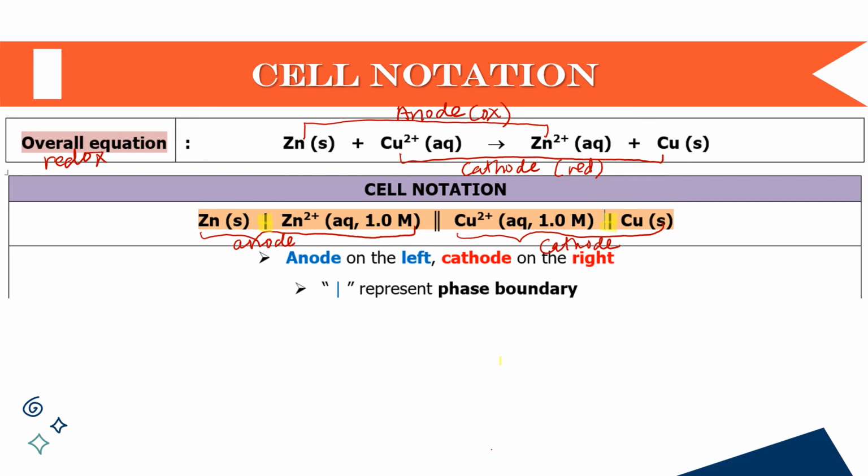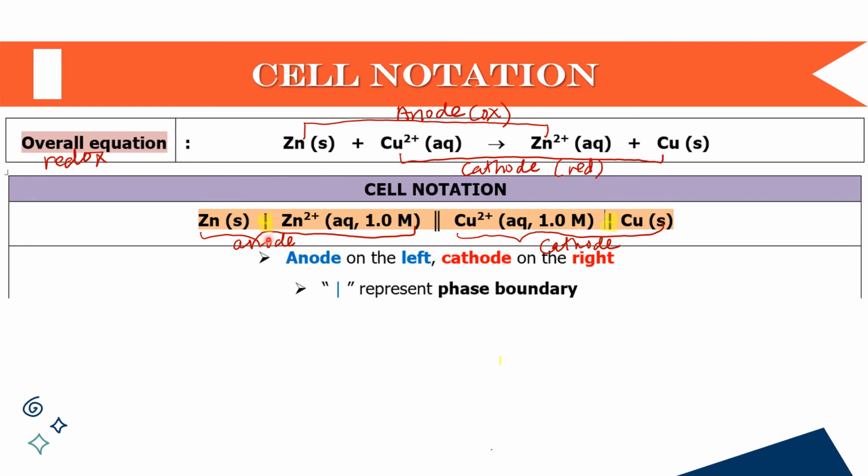So what does this one line represent? It represents the phase boundary. It is used to separate different phases. For example, here zinc solid, here is zinc 2+. Whenever we have a different phase boundary over here, we will put this one line over here.